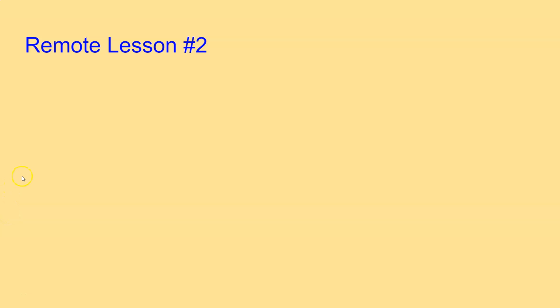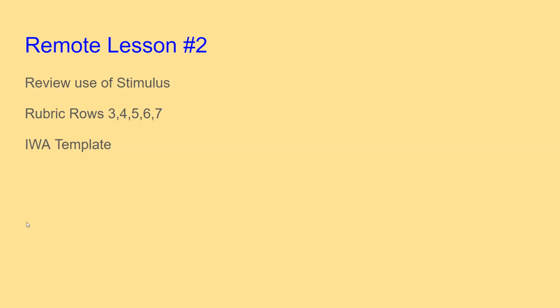Okay, we're going to try to move on to remote lesson number 2. So we're going to look at a couple things today to help you with your IWAs. First thing we're going to do is review the use of the stimulus one more time, because you know it's got me stressed out. I want to make sure everyone does that right. I'm going to review rubric rows 3 through 7 quickly so everyone knows exactly what they're supposed to do to get the perfect score. We're going to go over the IWA template one more time.